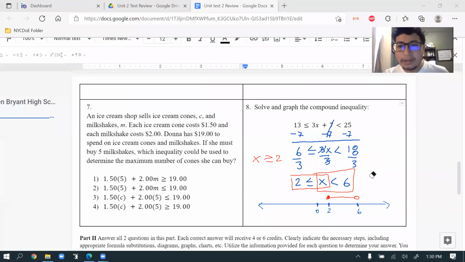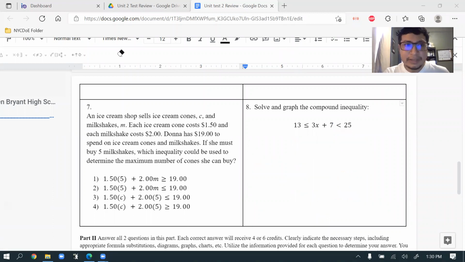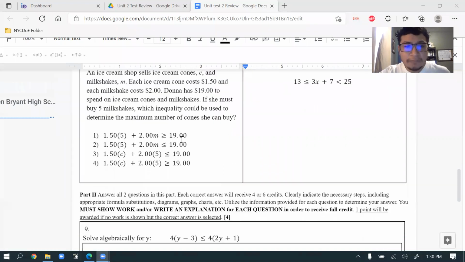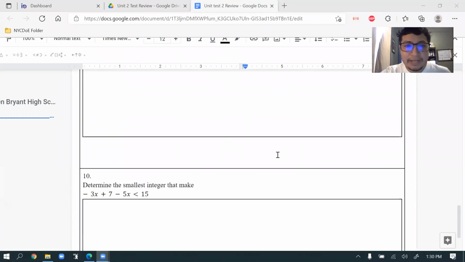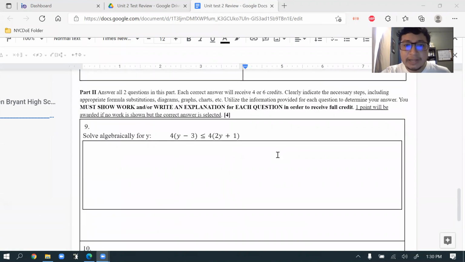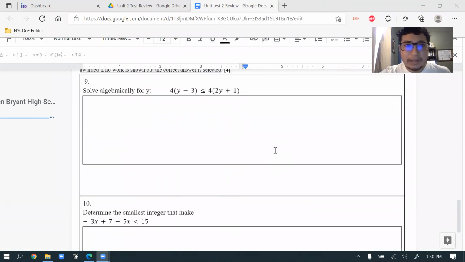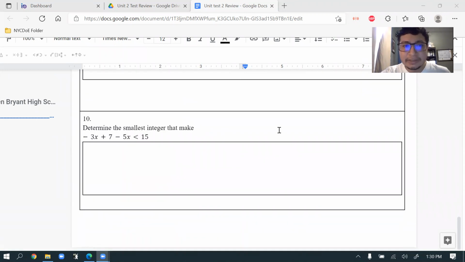The next thing I wanted to talk about, let me just clear this up, was to go over question number 10, because I realized that during class we have done 9 but have not done 10. So let's go ahead and do number 10.